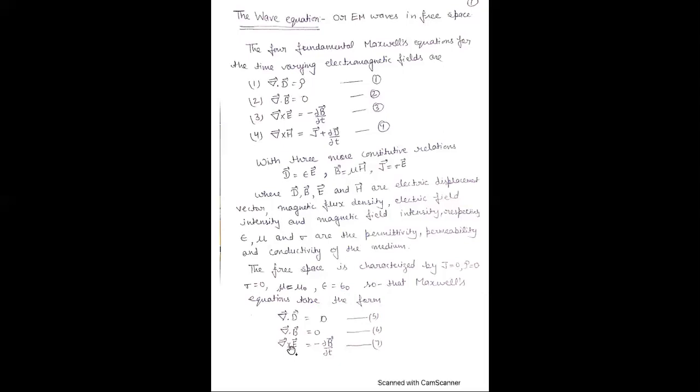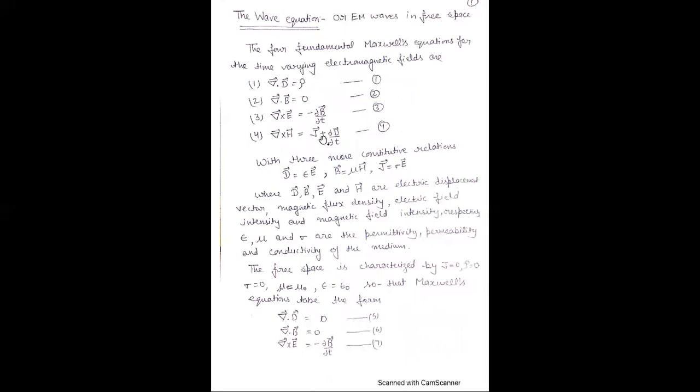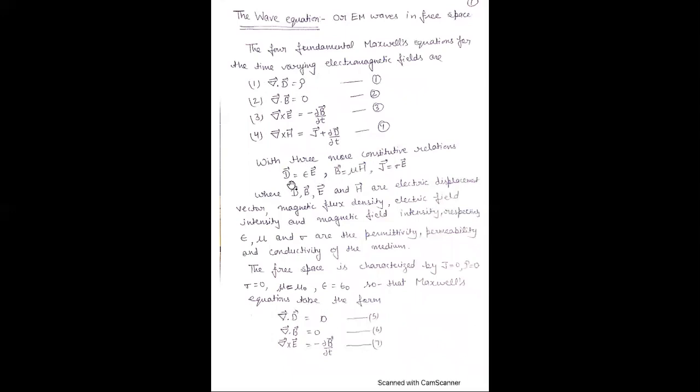Divergence of B is equal to 0. Del cross E is equal to minus ∂B/∂t. And del cross H is equal to J plus ∂D/∂t, where J is equal to 0 in free space. Conduction current is 0 in free space, therefore this is equal to 0. Therefore, the fourth equation becomes in free space del cross H is equal to ∂D/∂t. And D is equal to epsilon naught E. Here epsilon is replaced by epsilon naught and mu is replaced by mu naught.